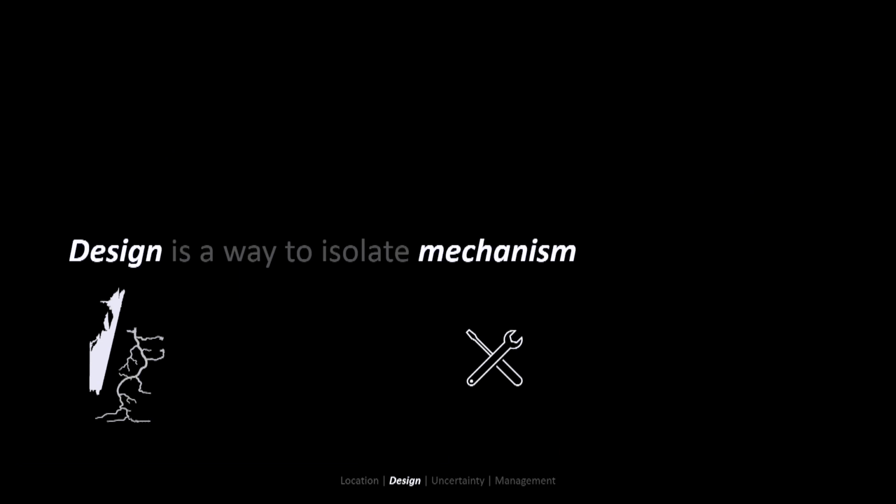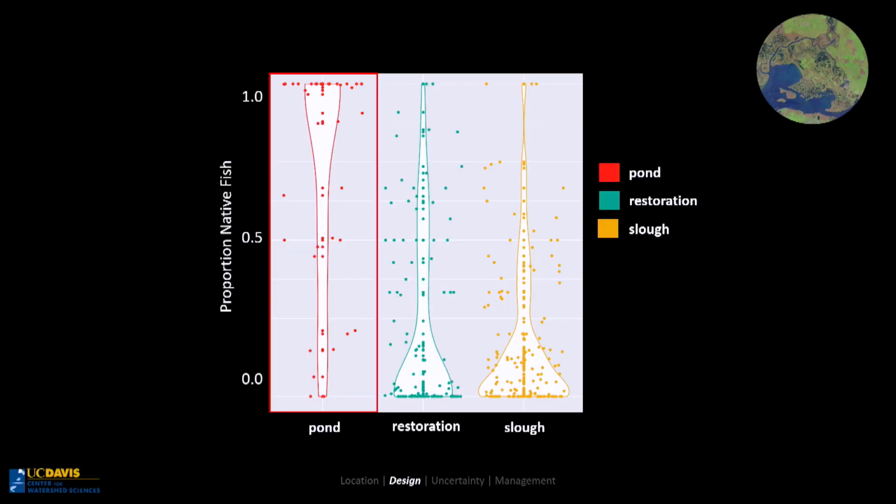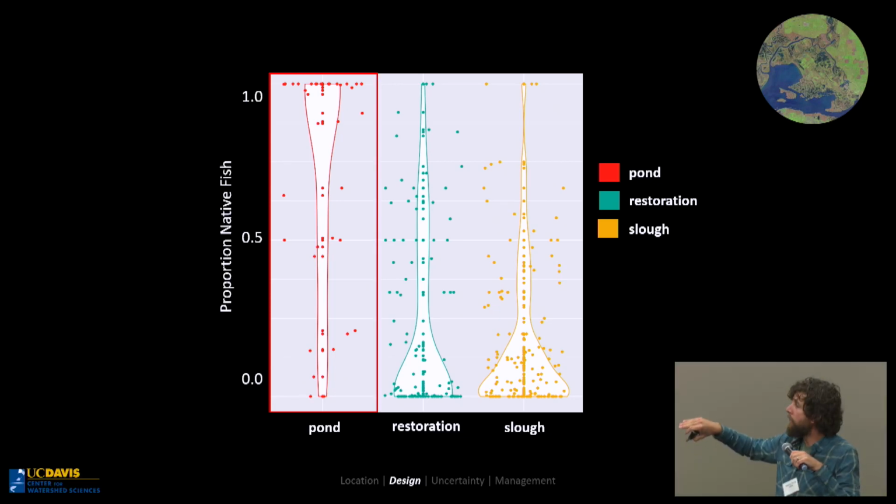This really gets us to this idea that, because we know more about design, we are able to isolate mechanisms that might be benefiting fishes. And one of the most intriguing ways to really isolate these mechanisms is in these managed wetlands, which represent sort of extremes of design. So here's a plot showing the proportion of native fish on the y-axis. On the right, in yellow, is the slough itself, the exterior habitat. The blue is a restored wetland habitat. And then the pond represents these managed wetlands.